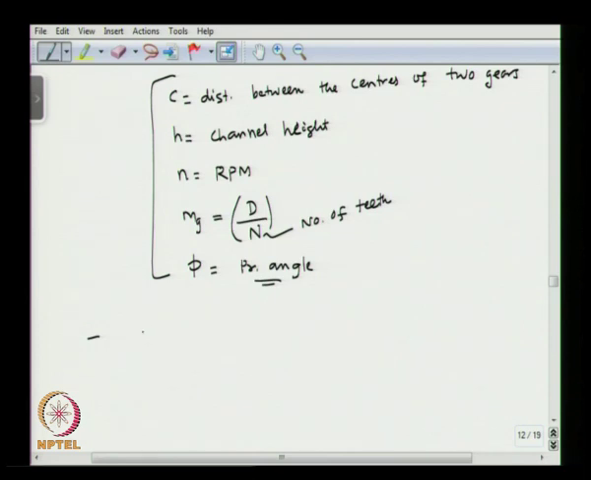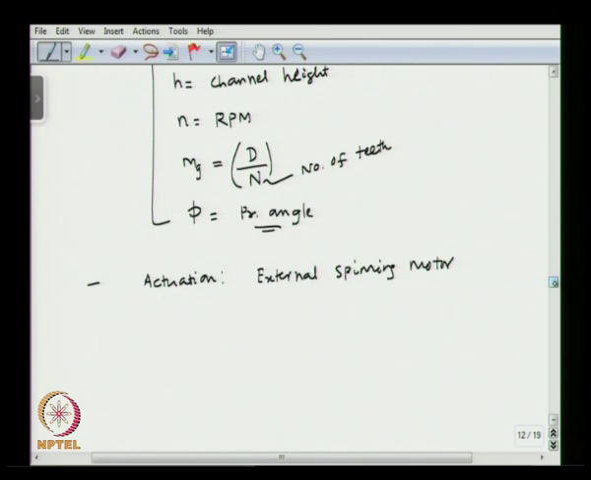Now, because we are talking about viscous fluid, the actuation is due to an external spinning motor. Okay. So, that is about the rotary micropump. Next we talk about centrifugal micropumps.